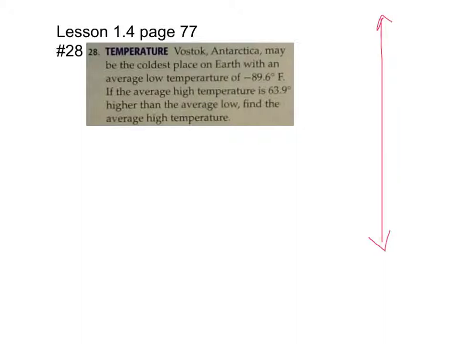Okay, I'm going to make my number line a vertical number line because most thermometers are vertical. So on my number line, I of course need 0, and then we're also going to put the average low. This is the negative 89.6 degrees. Now it tells us that the average high is 63.9 higher than the average low. So if I go 63.9 degrees higher than that, so if I go back up that thermometer, 63.9, my math operation is going to look like this.